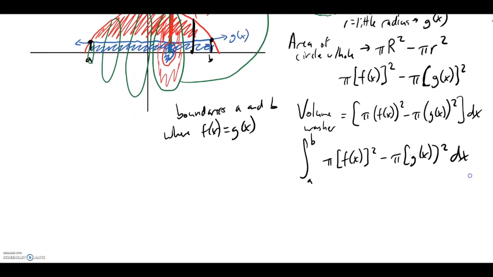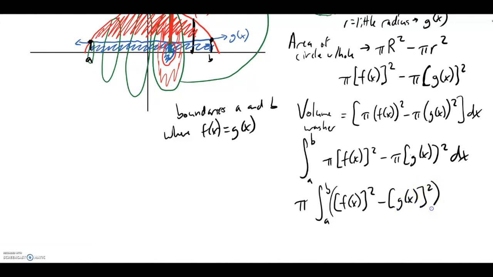If you just let yourself go one step further on this, notice that you could factor out a pi from both of those expressions, from both areas, and move that constant to the outside of your integral, and we would get pi times the integral from a to b of however we're defining our big radius squared, in this case f of x squared, minus however you describe your little radius squared, or g of x squared, times dx, the width of that washer.